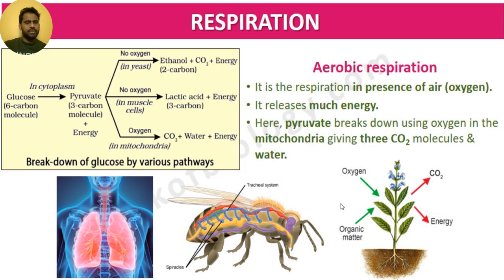and see the aerobic respiration. What exactly is aerobic respiration? It is the respiration that takes place in presence of air. In the presence of oxygen, this respiration is taking place. It releases much energy. Here pyruvate breaks down using oxygen in the mitochondria, giving 3 CO2 molecules and water.